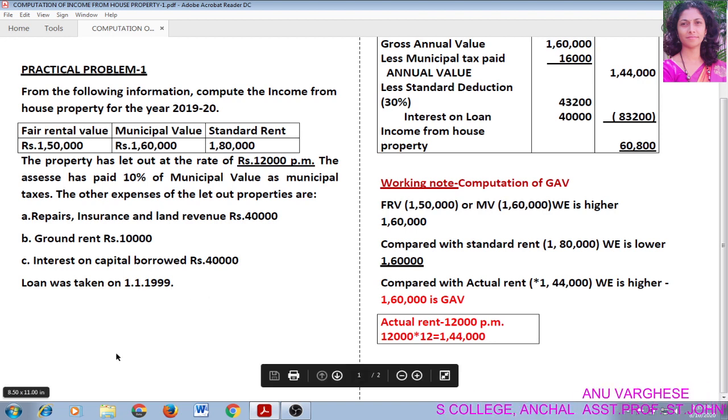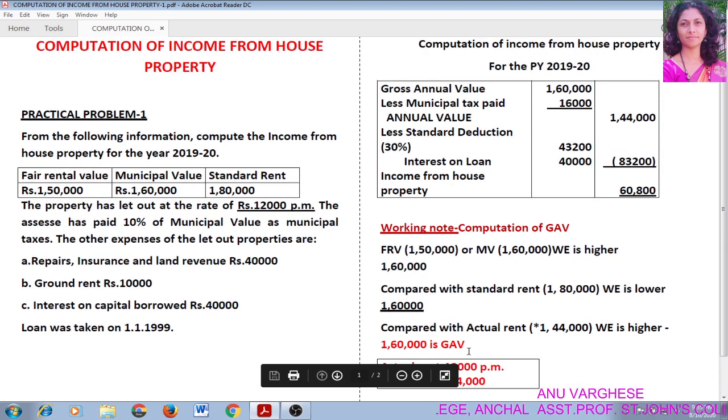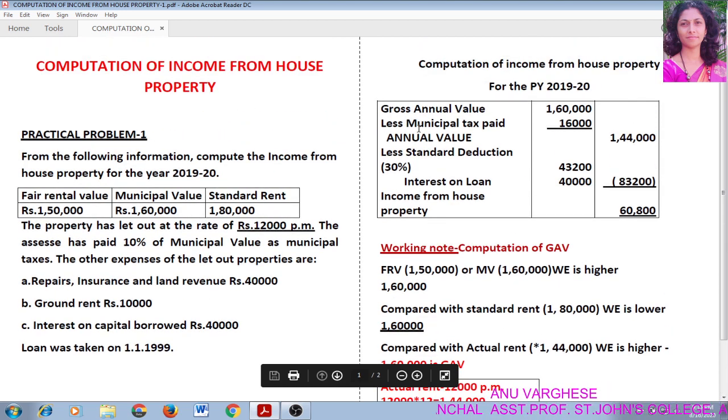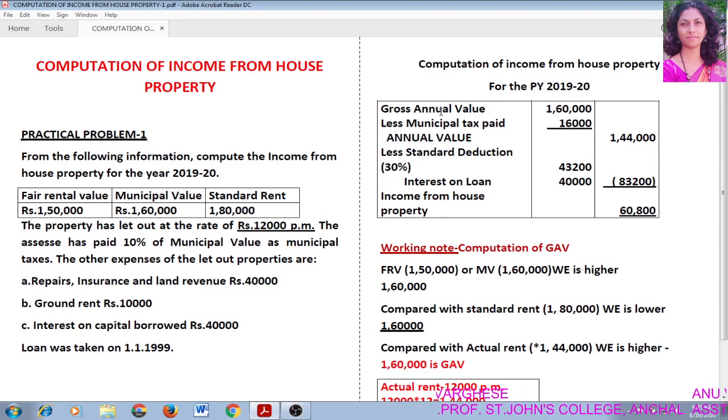Okay, so before doing the problem, you have to draw a table like this. You can provide 3 columns, one particulars column and 2 amount columns, one inner column and one outer column. Okay, so you have to write computation of income from house property for the previous year 2019-20. What is the first step?